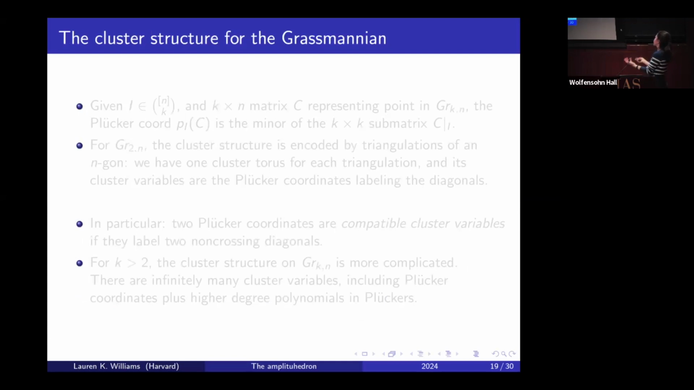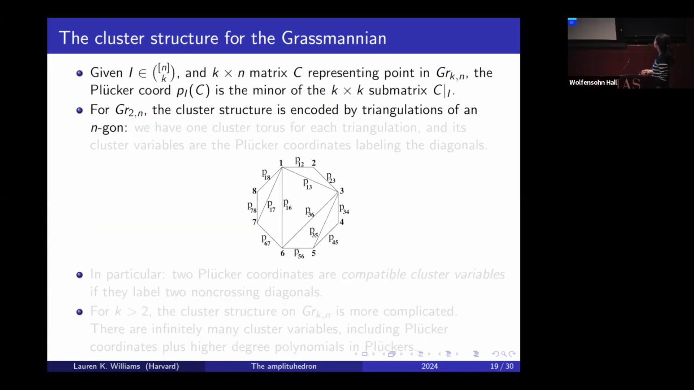Okay, so I'll just give you the example that almost everyone starts with, which is the cluster structure on the Grassmannian of two planes in n space. If you want to think about the cluster structure on G(2,n), then this is encoded by triangulations of a polygon. So we have one cluster torus for each triangulation. Here's a triangulation of an 8-gon. So this is going to have to do with G(2,8). And I've labeled my sides and my diagonals by Plücker coordinates corresponding to the endpoints of each side and diagonal.